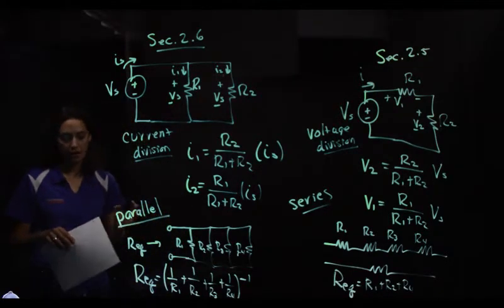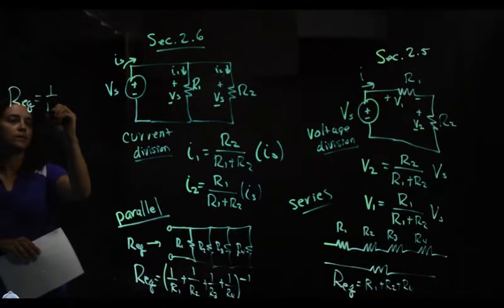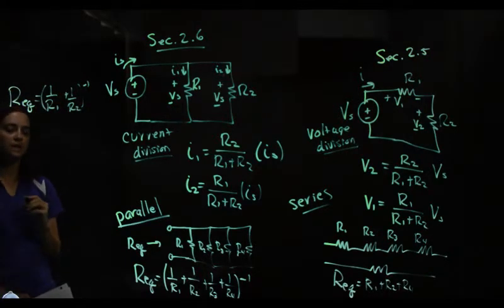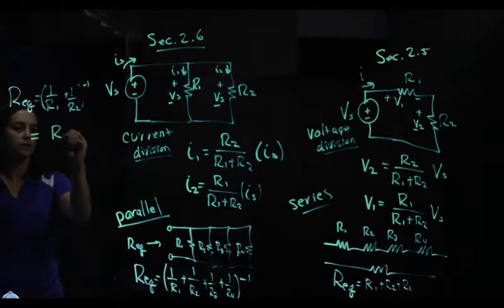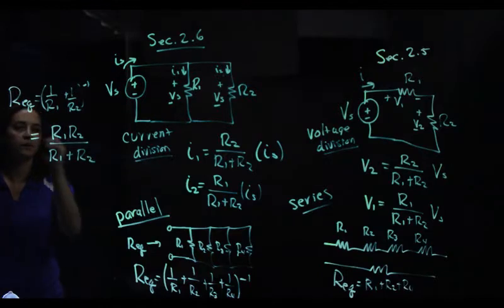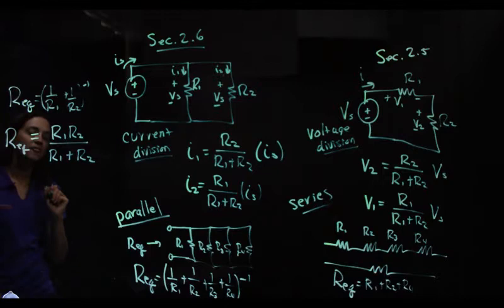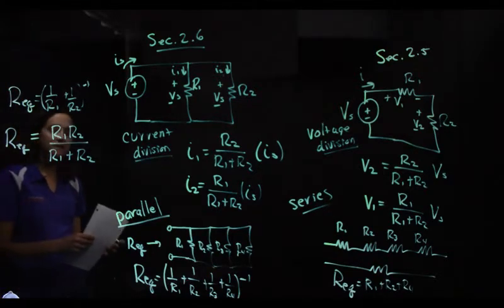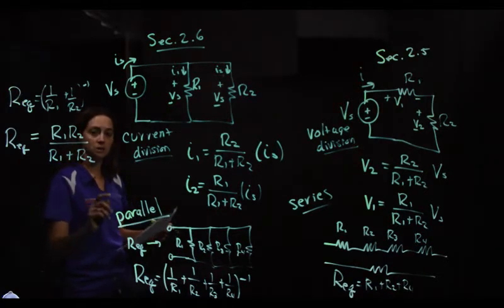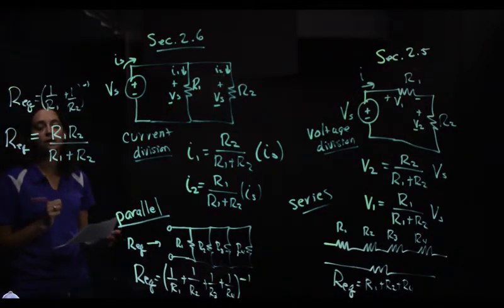Now, a little trick if you only have 2. So if we only have 2 resistors in parallel, because of algebra, I can do R1 times R2 over R1 plus R2. That is the same thing. But again, that's because of algebra. So don't make the mistake of saying R1 times R2 times R3 times R4 divided by R1 plus R2 plus R3. That does not work, okay? You can only do this shortcut when you have 2 resistors in parallel.